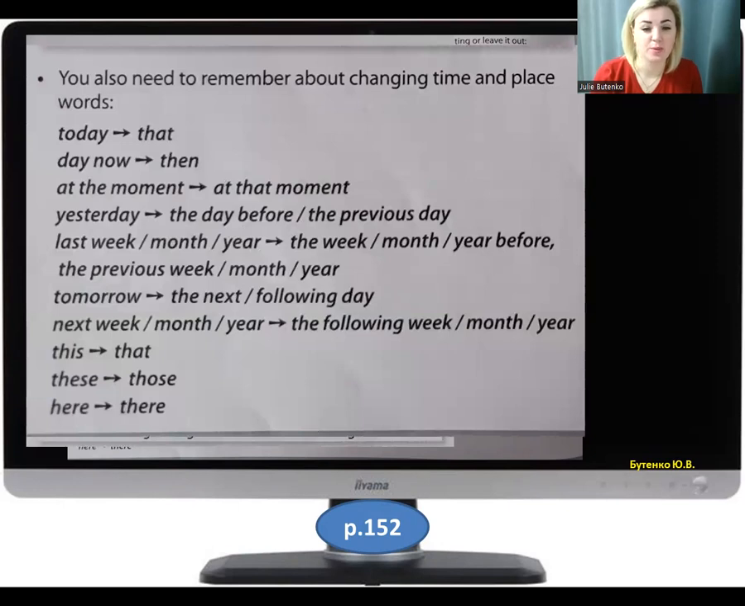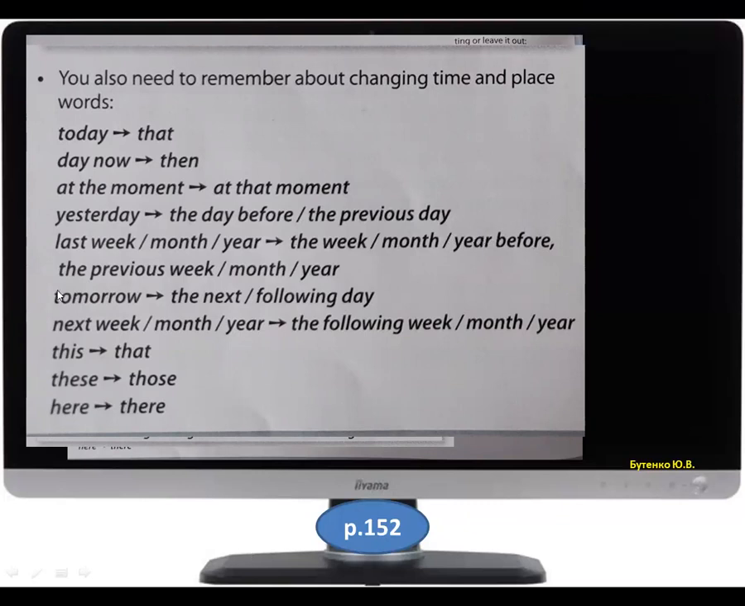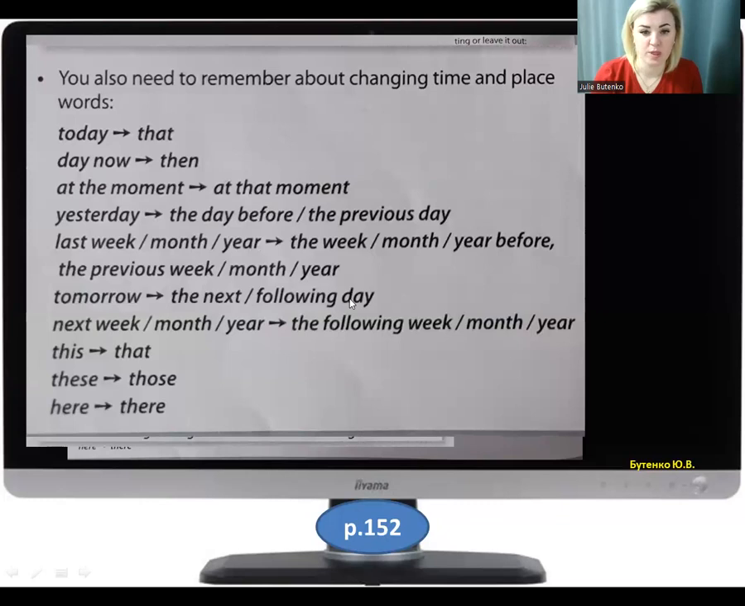Be attentive with the shift of the words which mean the place and time. Today, that day; now, then, at the moment, at that moment; yesterday, the day before, the previous day; last week, month, year, the week, month, year before, the previous week, month, year; tomorrow, the next or following day; next week, month, year, the following week, month, year; this, that, these, those, here, there.